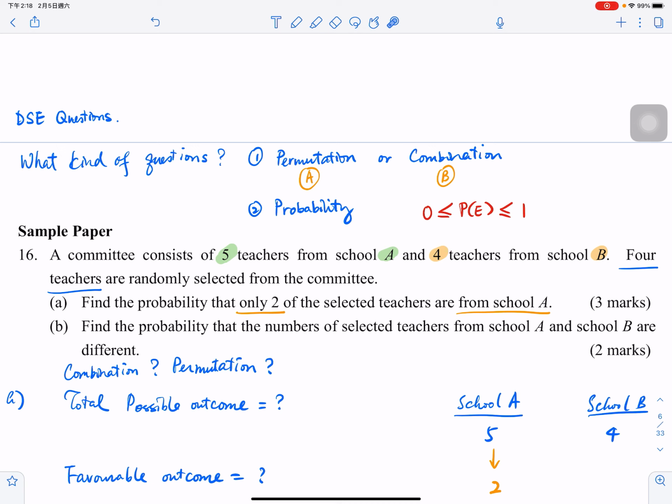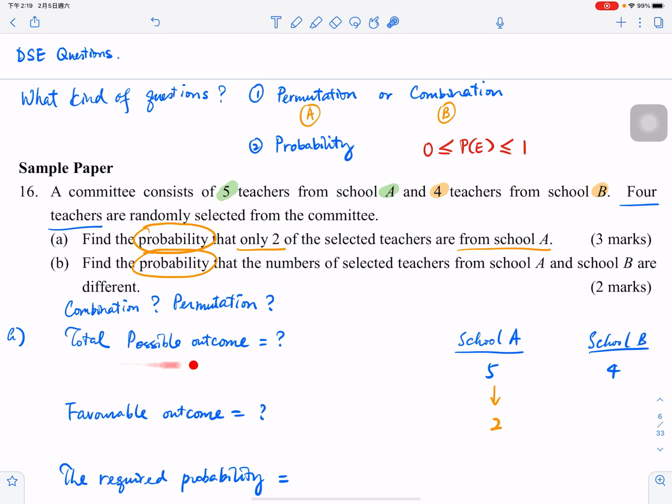Then what is the condition now? Part A: find the probability that only 2 of the selected teachers are from school A. 4 of them, only 2 from school A. So first, think about it. Is it a permutation combination question? The answer is no, right? Because this is a probability question, you need to think not only about permutation combination, you need to think about 2 things.